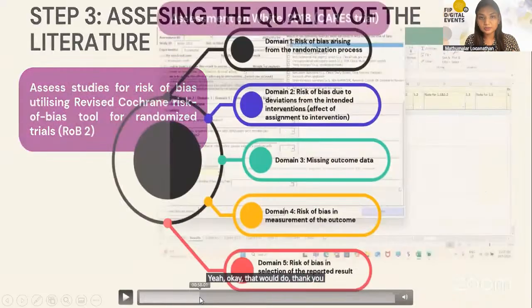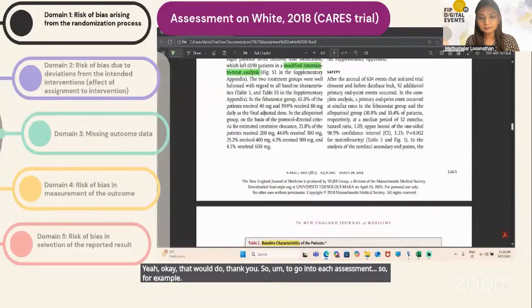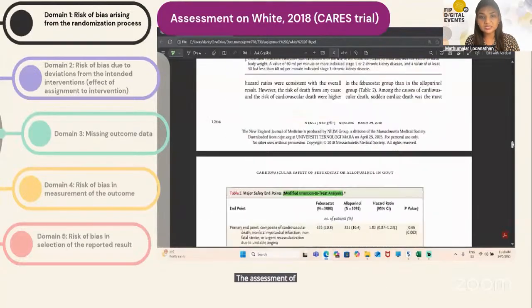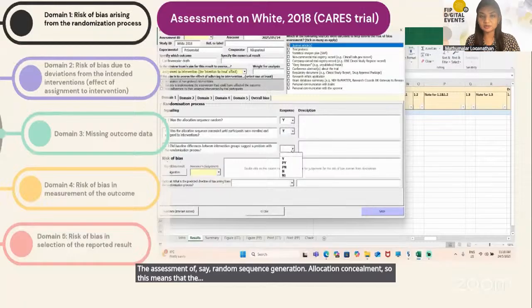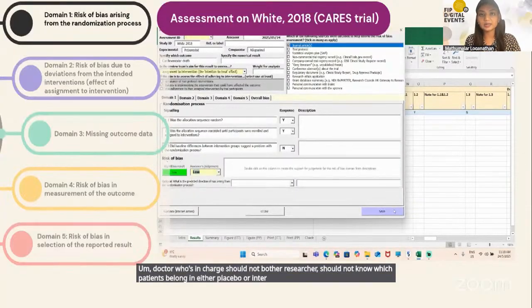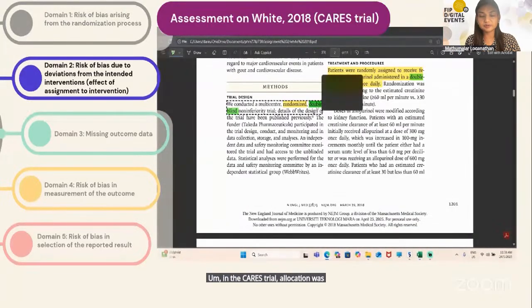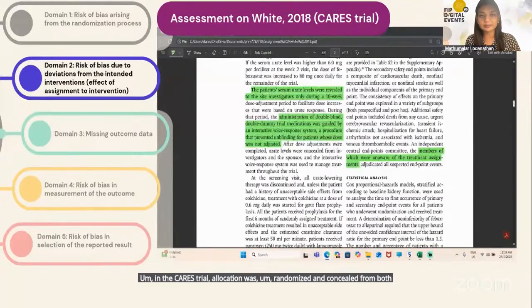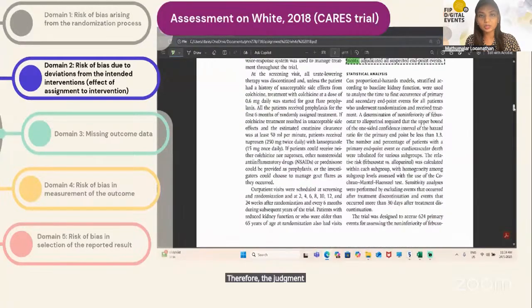Thank you. So to go into each assessment, for example, the assessment of random sequence generation and allocation concealment. This means that the doctor in charge, or the researcher, should not know which patients belong in either the placebo or intervention group. In the CARES trial, allocation was randomized and concealed from both researchers and participants, and baseline characteristics were similar. Therefore, the judgment is low risk of bias.